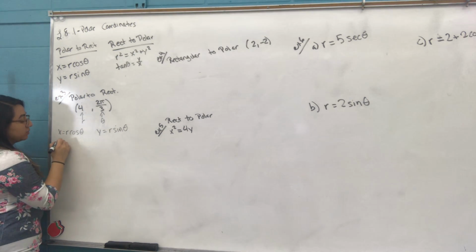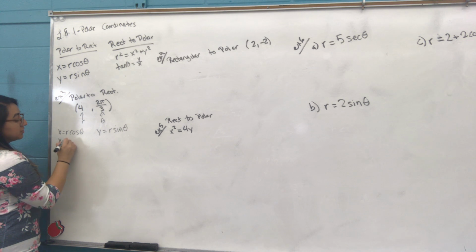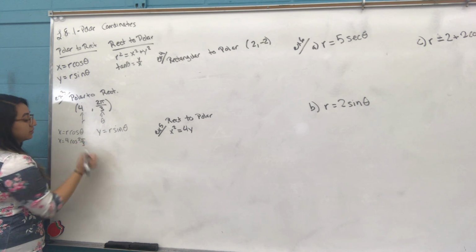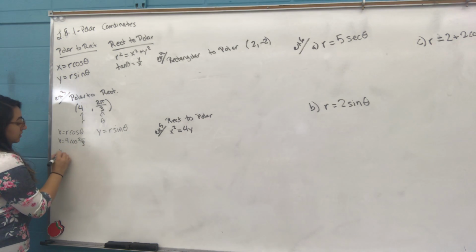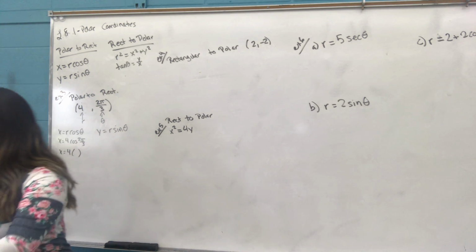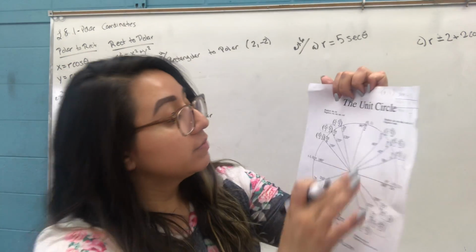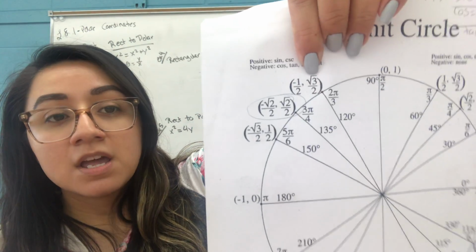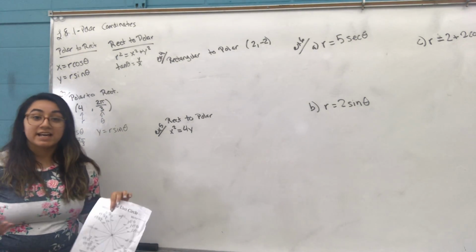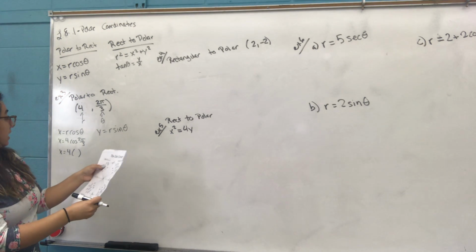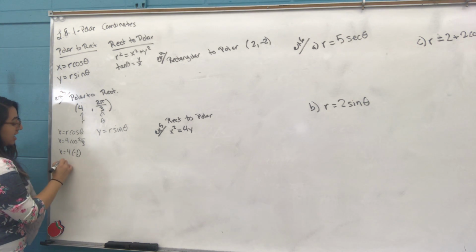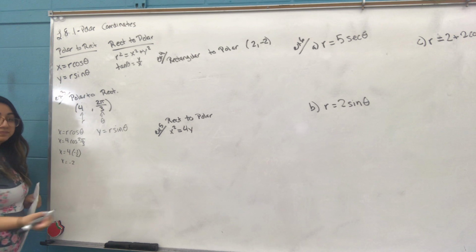So if we plug it into each one, we have x is equal to r, which is 4, cosine of the given angle, and that is 2π over 3. Now let's keep on going. So now we have x is equal to 4 times the cosine of 2π over 3. If you grab your unit circle, 2π over 3 is 120 degrees. So now they're asking you for the cosine of 120 degrees. Cosine is always the x coordinate. So the cosine of 120 degrees is negative 1/2. So now we have 4 times negative 1/2. Our x is now negative 2.